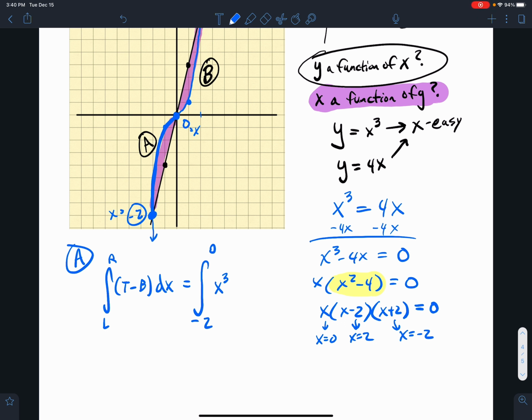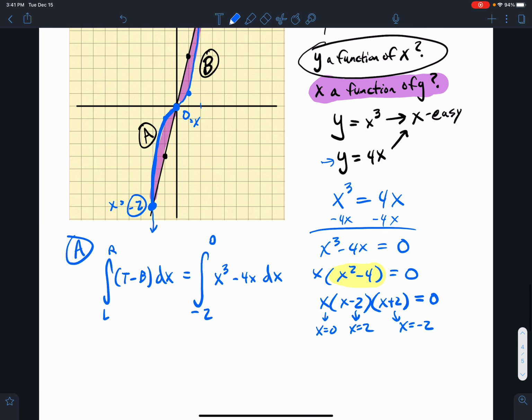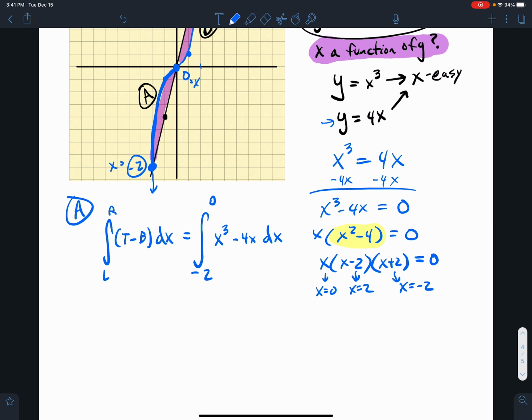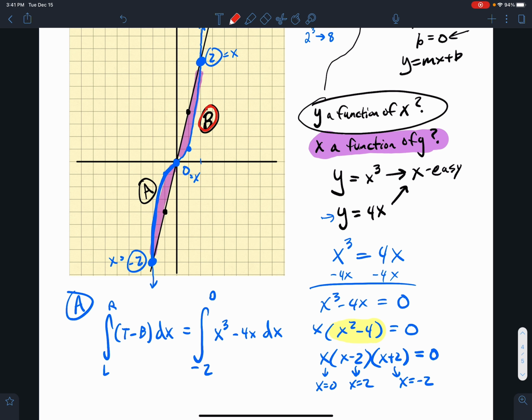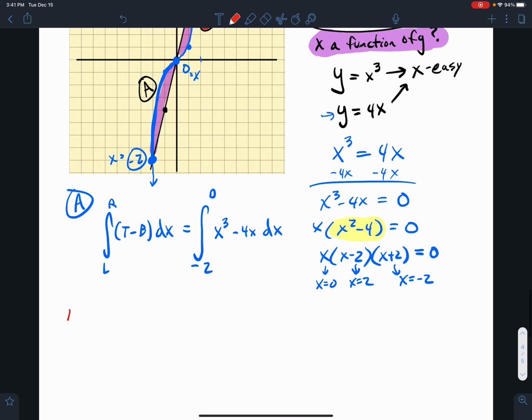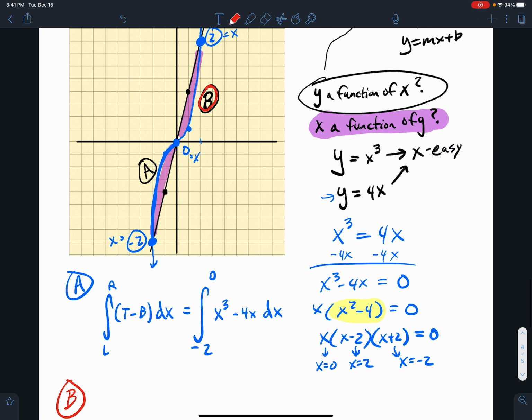Minus the bottom, which is that straight black one there, which is 4x dx. Okay? That's for the first one. Now the second one, the B region. Okay, the B region. Once again, x easy.